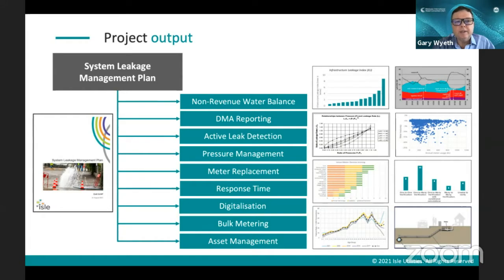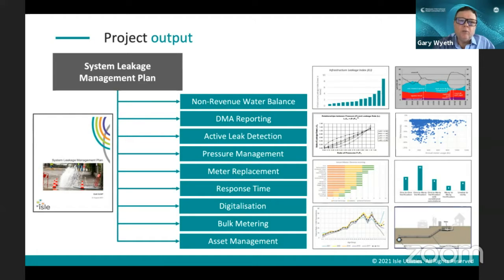Now, we call it the system leakage management plan more to do with the fact that most utilities, when they're looking at their non-revenue water, tend to have higher leakage or real losses than any other part of their system. Quite often this is down to the management of the pipe network and the assets underground, which tend to be aging, of poor material, maybe not maintained quite as well.